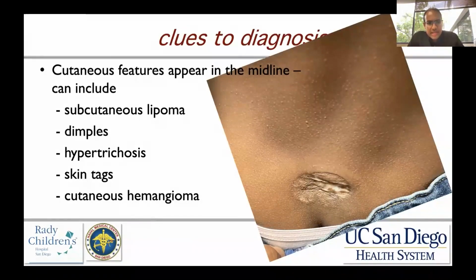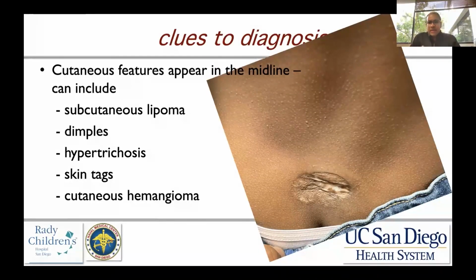So clues to diagnosis. You can see cutaneous features that really appear in the midline. And this can include, in the setting of a lipomyelomeningocele, a subcutaneous lipoma. A sacral dimple is typically a sign that there's some kind of abnormality underneath that needs to be investigated. Hypertrichosis, or a hairy patch in the area. Skin tags, or a cutaneous hemangioma.